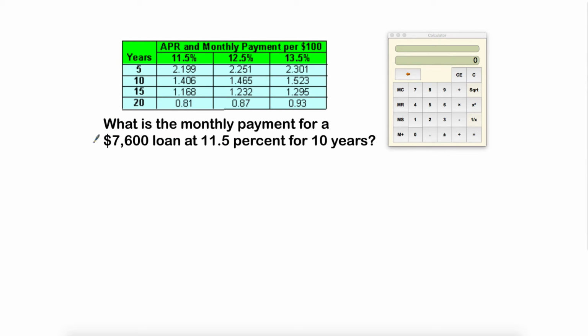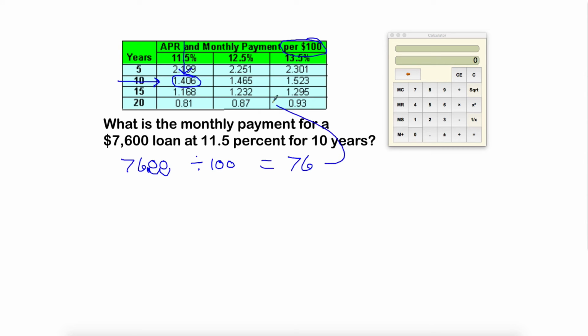All right, this is a lot like number 2. We're starting off with $7,600 at a loan of 11.5% for 10 years. So we see here 10 years, 11.5%, and we see where they come together. They come together right here. Now our first step, this is per $100. So we take 7,600 divided by 100, and we get 76. Just move the decimal 2 times. That's what you do when you divide by 100.